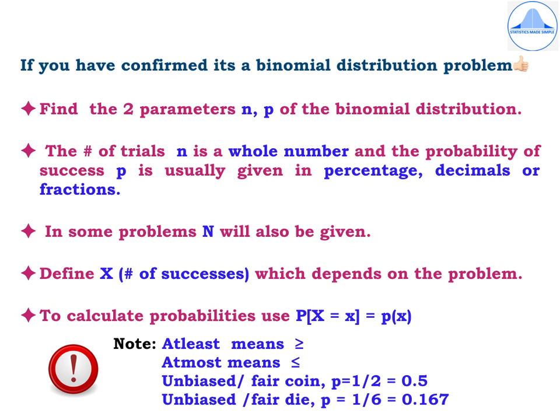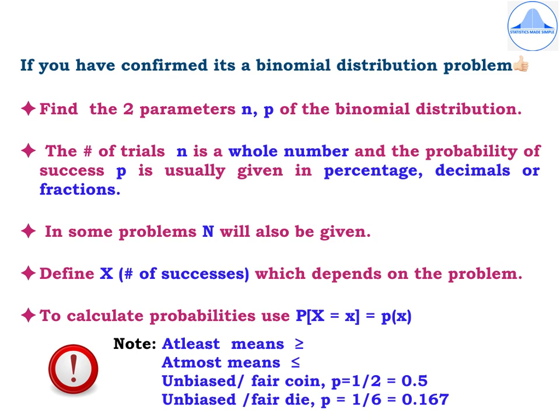Now the next step is to identify and define what is capital X. Capital X is the binomial variate and it always stands for the number of successes. You have to identify what is success based on a problem. Success can be either getting a head or getting a tail, or hitting a target or winning a game, or it can be the number of male children or number of female children, number of boys, number of girls. So it all depends on the problem under consideration.